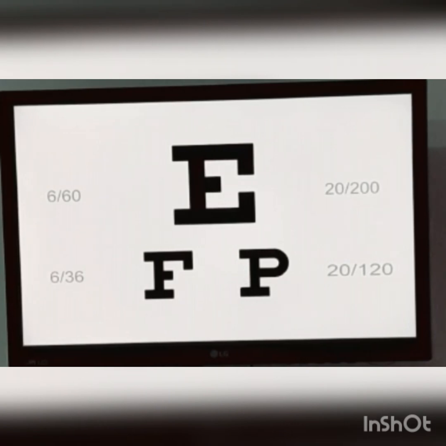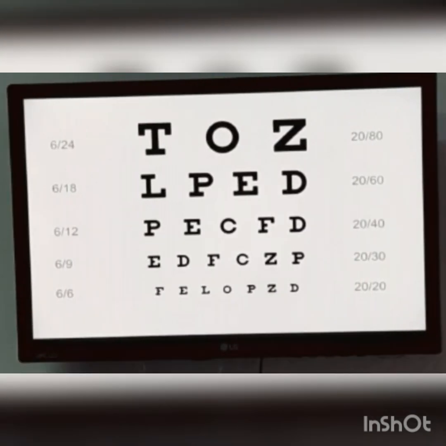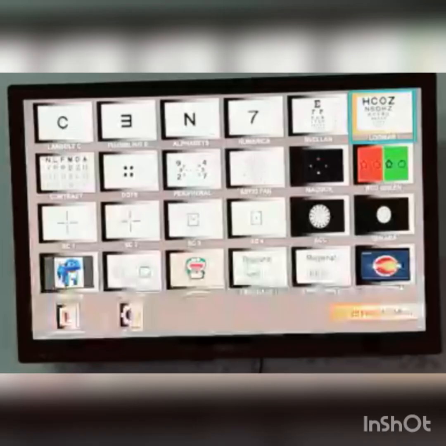The first line consists of one very large letter which may be one of several letters. Subsequent rows have increasing numbers of letters that decrease in size. A person taking the test covers one eye, stands 6 meters or 20 feet away and reads aloud the letters of each row, beginning at the top. The smallest row that can be read accurately indicates the visual acuity in that specific eye. The standard chart distance is 6 meters and normal visual acuity is designated by 6 by 6 vision.